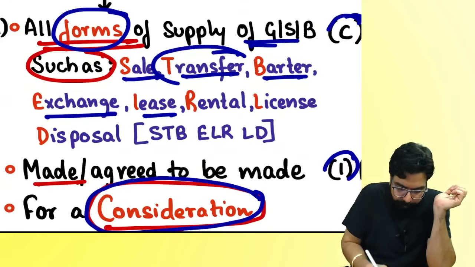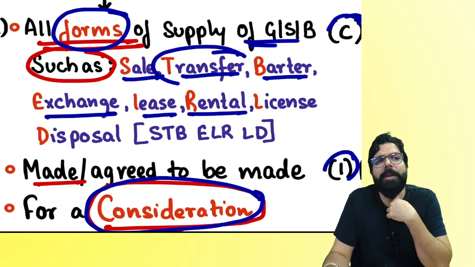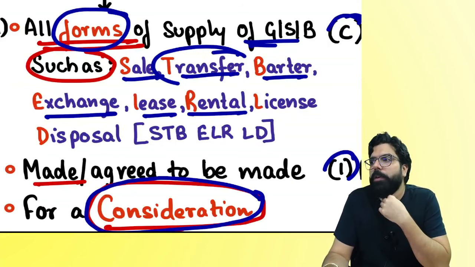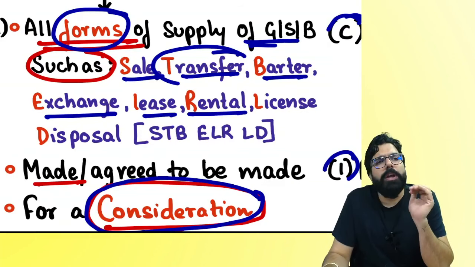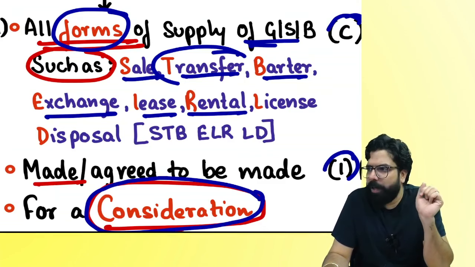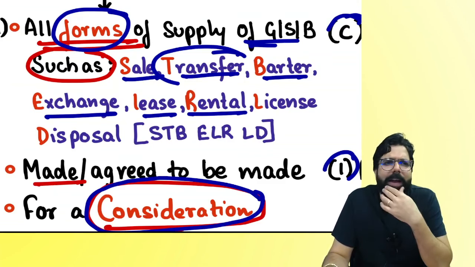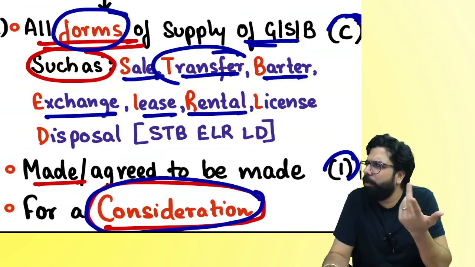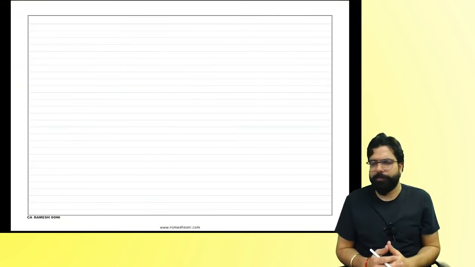Lease and rental, there are two words. Rental is generally for a period lesser than 12 months. Okay, everyone? Lesser than 1 year, you can say rental. If it is more than 1 year, it is called lease. For a longer period, the word used is lease, and for a shorter period, less than 1 year, we use rental. I'll give you the rental example first.